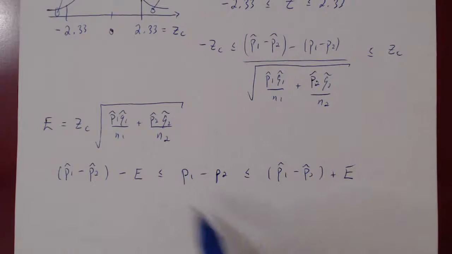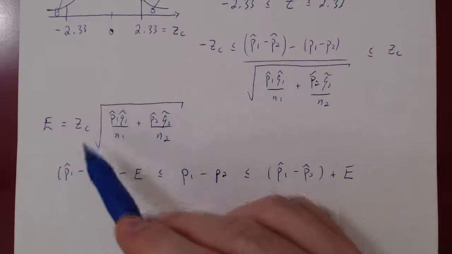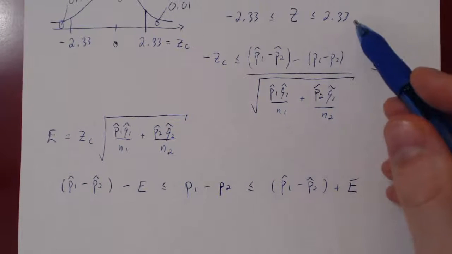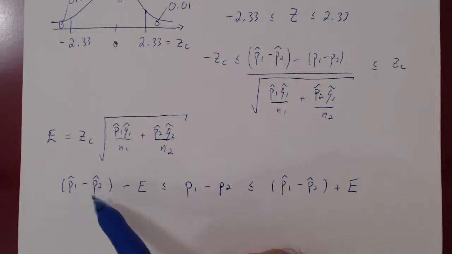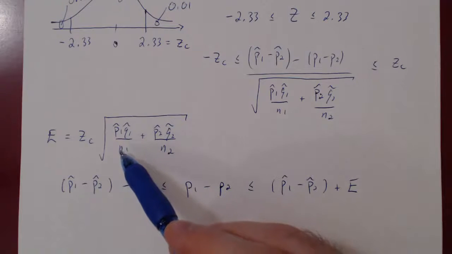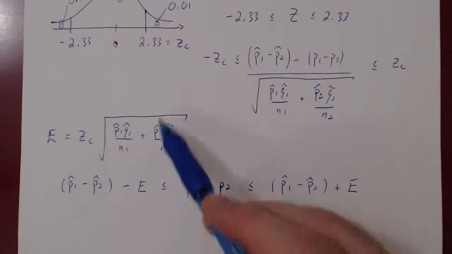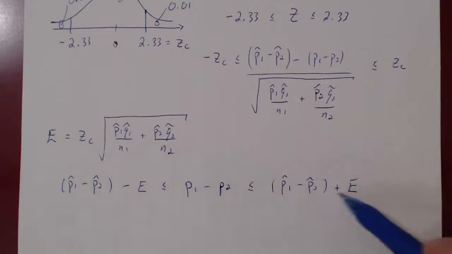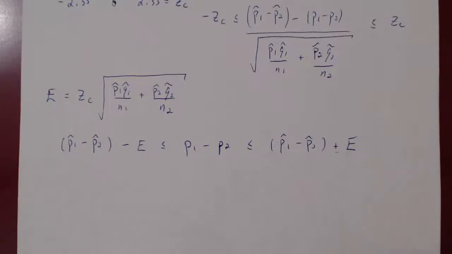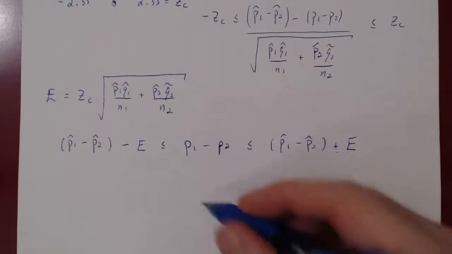And if you go back, we have everything here, right? Our value of ZC is 2.33. We found P1 hat, which was 12 over 200. P2 hat was 34 over 300. So then you can compute, and of course N1 was 200, N2 was 300. So you can find your error, subtract that to the sample difference, add to the sample difference, and then you will get your 98% confidence interval for P1 minus P2.